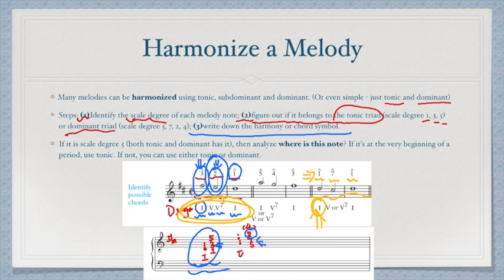So we write down a chord symbol which is tonic. And then this scale degree 7 only belongs to the dominant harmony. So we write down the harmony symbol which is dominant or dominant 7th. And then the last one is also scale degree 1. So it is also tonic harmony. That's why we write Roman numeral 1. So those are the 3 steps of harmonizing a melody by just simply using the tonic and dominant.